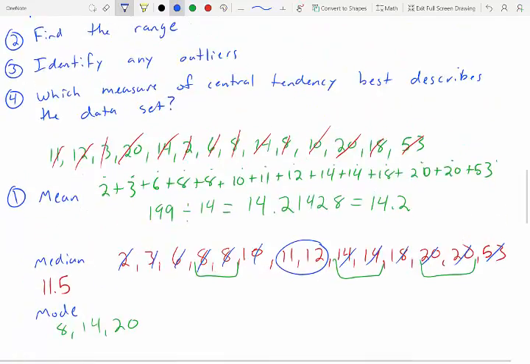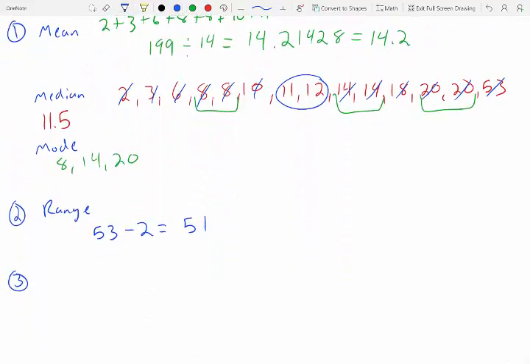Step 3 was identify any outliers. So if you remember, an outlier is a value that is much bigger or much smaller than most of my values. So we look, I go 2, 3, 6, 8, 8, 10, those are all about the same. 11, 12, 14, 14, 18, 20, 20, those are all about the same. And then we jump to 53. So an outlier would be 53. And what an outlier does is it messes with our mean. So we take all of these numbers that are in a very close range, and then we add one that's extremely far away, and it adds a huge jump for our range. And it adds a huge jump for our mean.